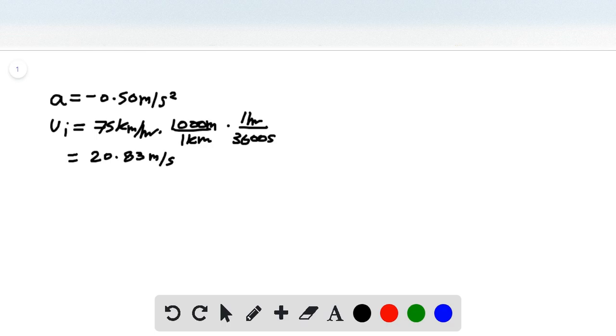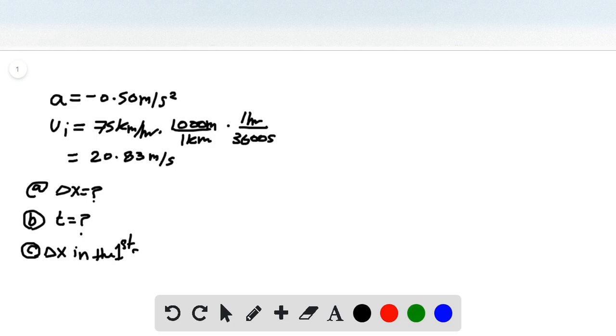The question is asking us in part A to find the distance the car needs to travel before it comes to a complete stop. So delta x equal to what? In part B, they're asking to find the time it took before it comes to a complete stop. And in part C, we want the distance traveled in the first second of slowing down, and the same thing, delta x, in the fifth second of slowing down. All right, so let's start with part A.